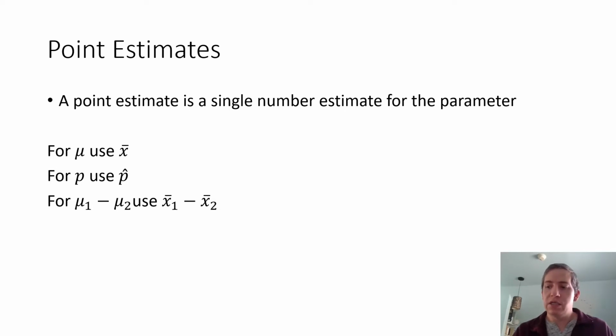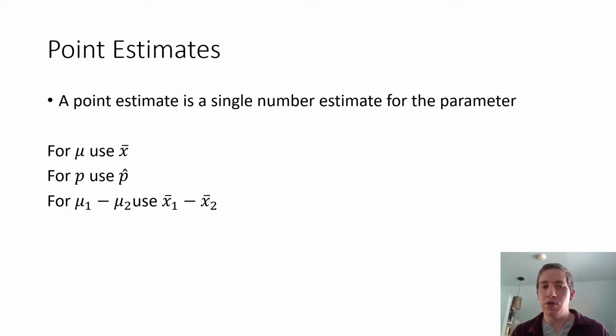So the first way to estimate a population parameter is by using a point estimate. A point estimate is a single number estimate for the parameter. The most obvious point estimates are those that we can take from our samples. So if you have a population mean, mu, you can use a sample mean. If I want to know the population average height, then I can take a sample of 100 people and find their height, and then take that average, and that's what I would use as a single number estimate for the population's average height.